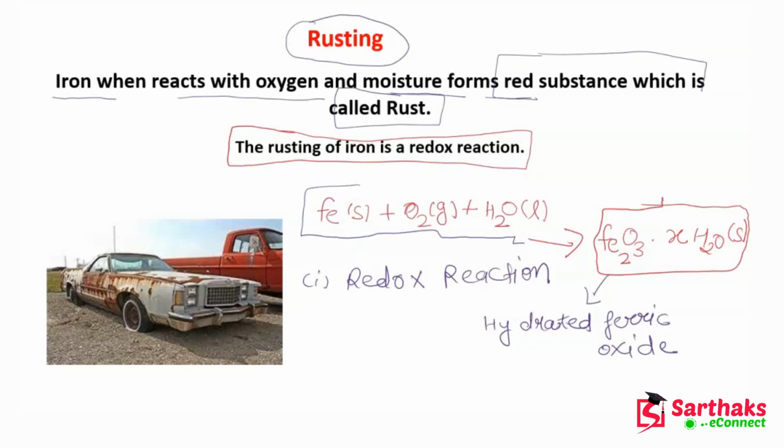Now guys, what happens when the iron corrodes? Then the corrosion weakens the iron and the steel objects. Whenever iron corrodes, due to this corrosion, the iron gets weak, or it can damage its structure.